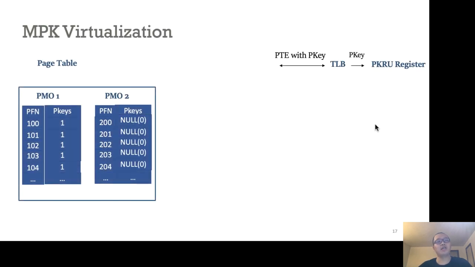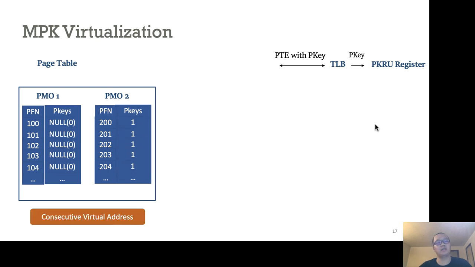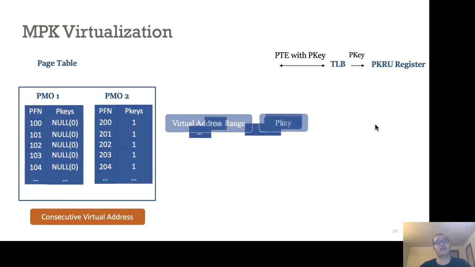In our MPK virtualization, when we take a close look at setting and resetting the PKs in different PMOs, we actually find that the PMO is a consecutive virtual address range. We can just use one entry that contains the virtual address range and the PK to represent the mapping from a PMO to a PK. Then we just need to modify this entry to finish the remapping. So here is the workflow of our MPK virtualization design.